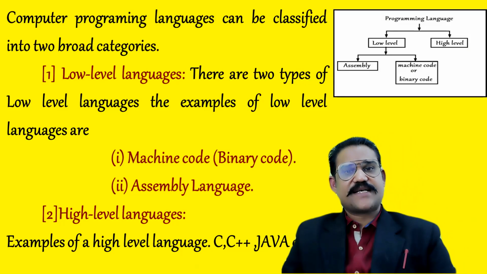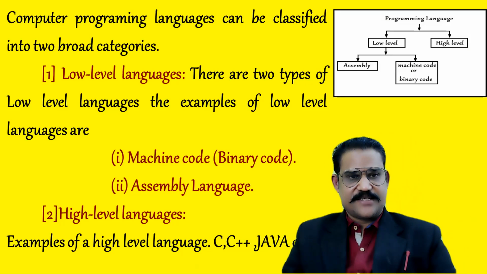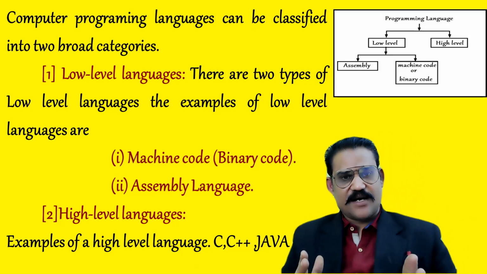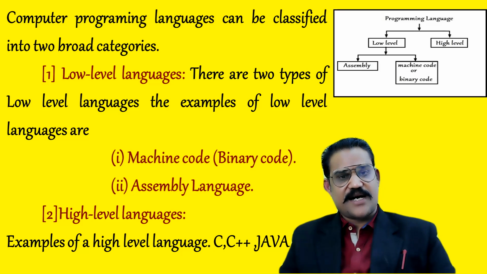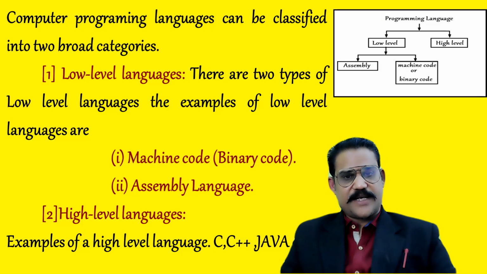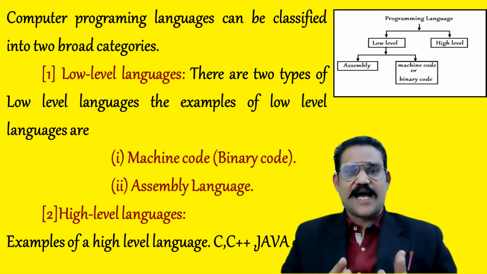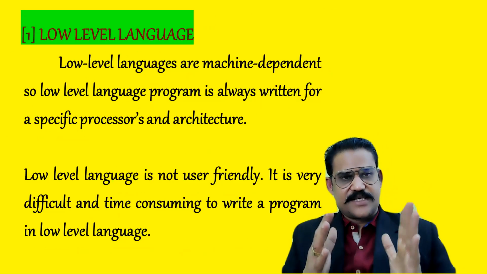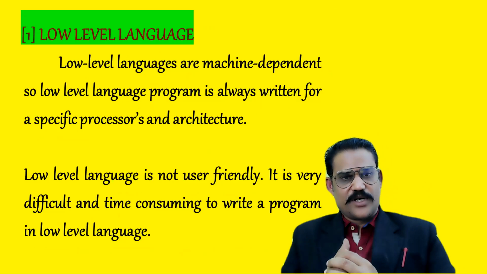Computer programming languages can be classified into two broad categories. First is low level language, and there are again two types of low level languages. The examples of low level programming languages are, first, machine code or binary code, and second, assembly language. The second type of computer language is high level language, and examples of high level language are C, C++, Java, etc.